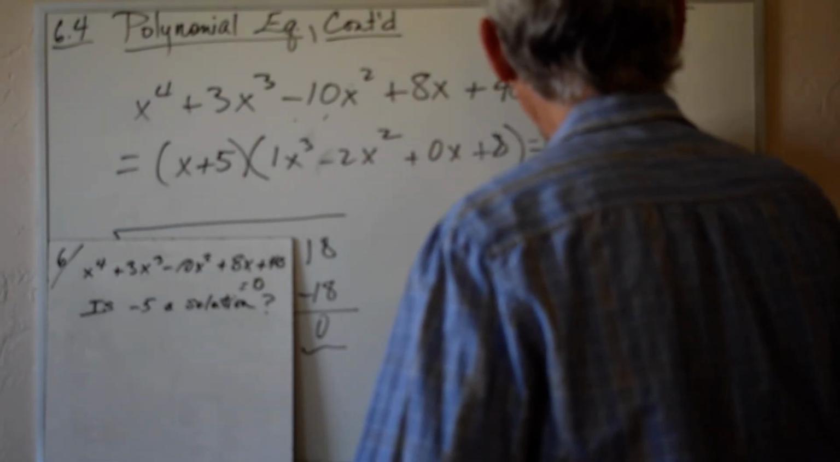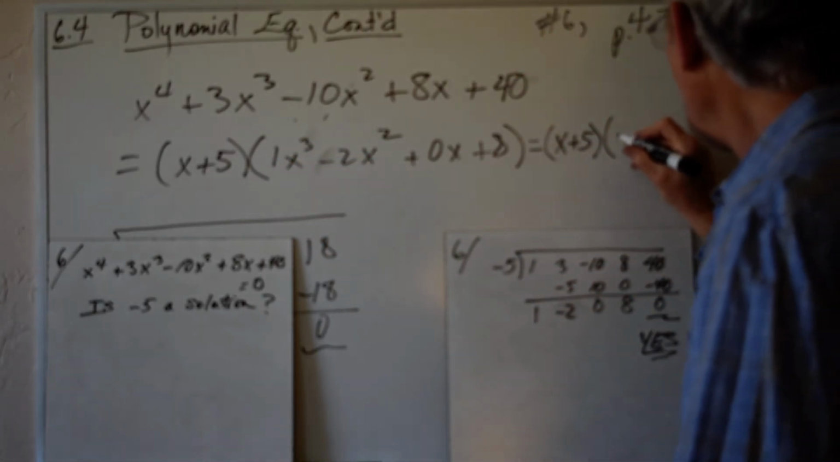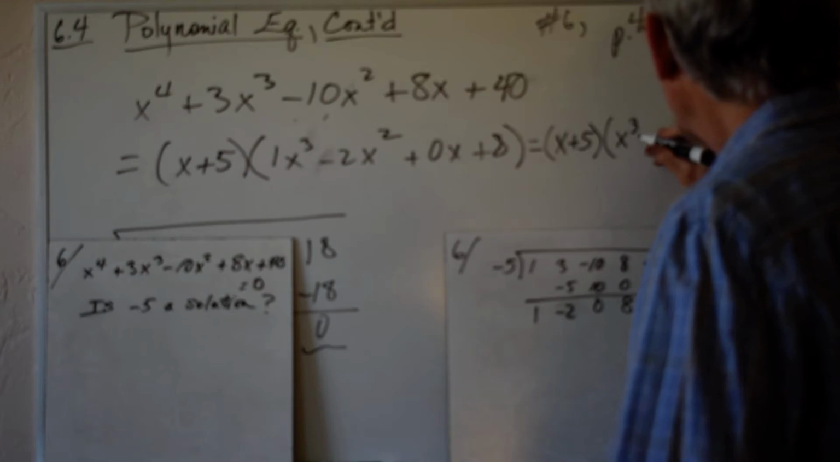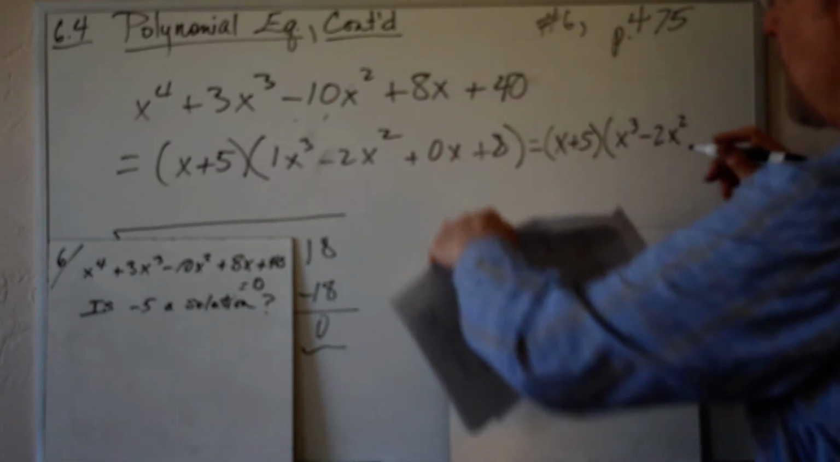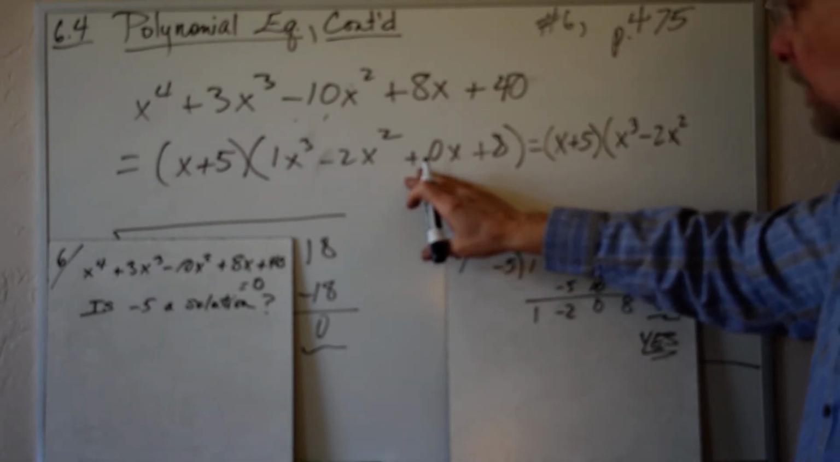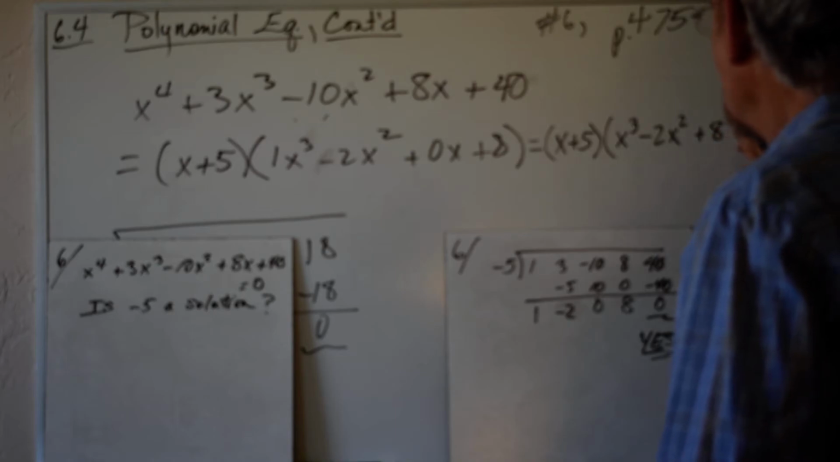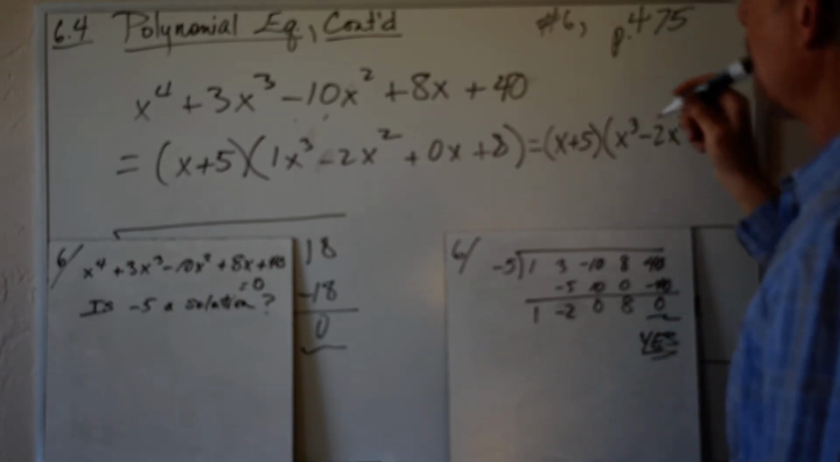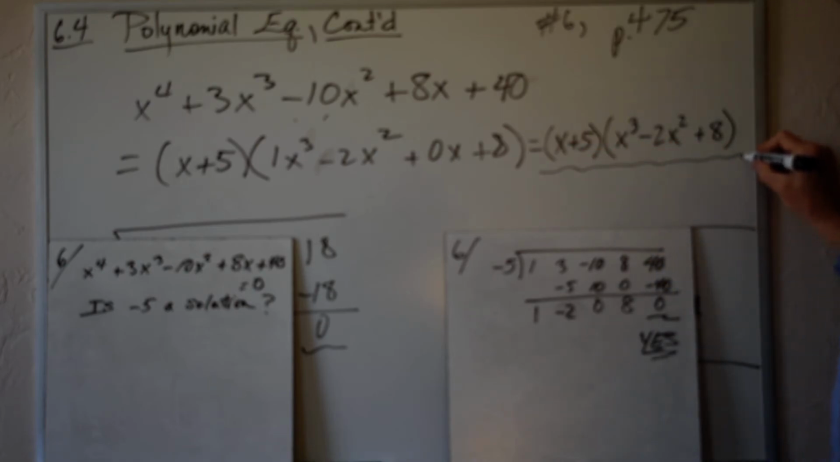To simplify it, I wouldn't write 1x cubed, I'll just say x cubed minus 2x squared. I'm not going to bother to write the x term if it's got a 0 multiplying it. So my next one is just that constant term. So I've shown that this factors into this.